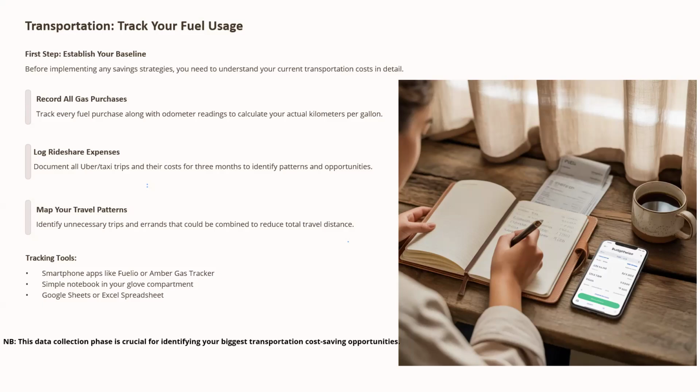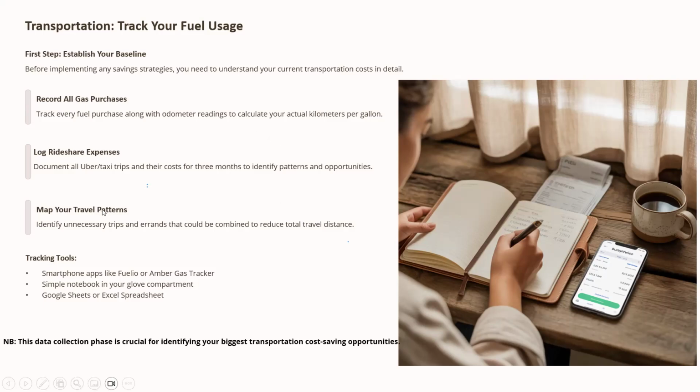If you drive, you're going to record all of your gas purchases. You want to track every single fuel purchase that you make along with the odometer reading to calculate the actual kilometers per gallon. If you don't drive and you use ride sharing apps, then you're going to document all of your Uber trips and the cost for the past 3 months so that you can know what your actual habits and patterns are around the use of ride sharing.